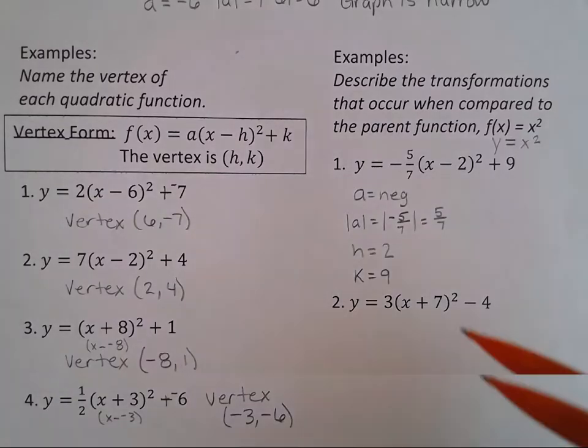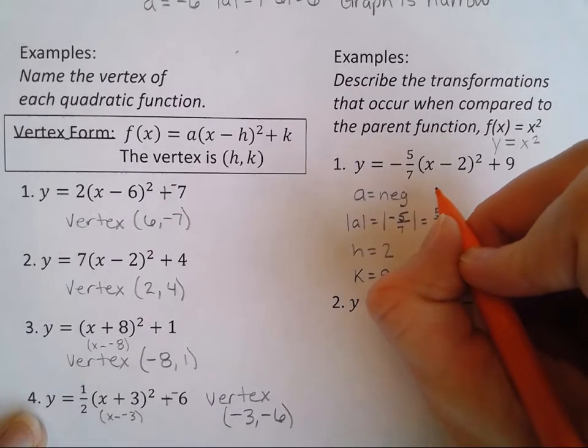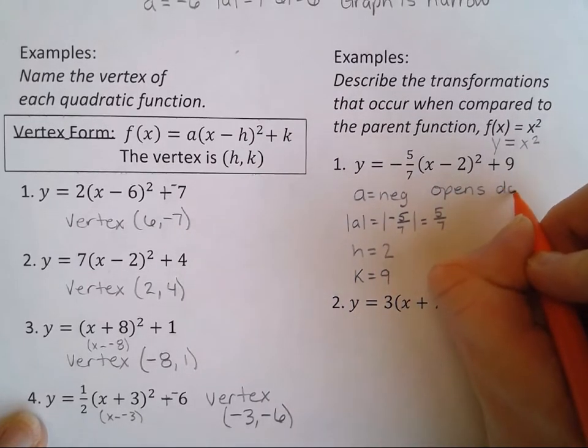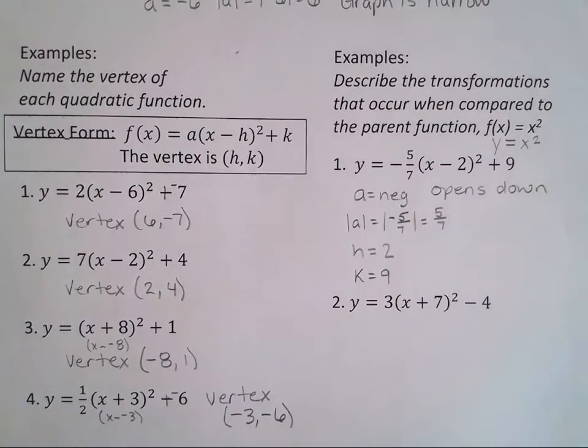First, a being negative, the graph opens down. Next, with the 5/7 as your a value, because that is less than 1, the graph will be wider.